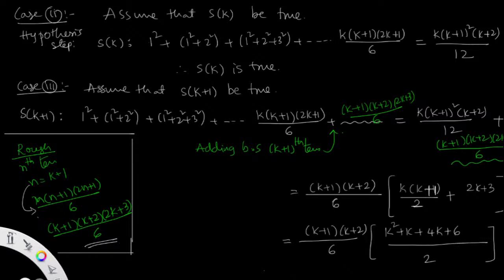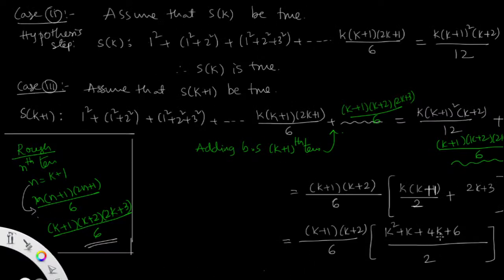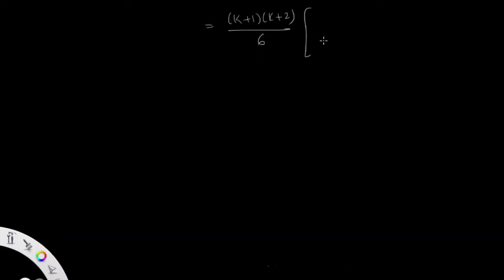Now simplify. Just multiply here: 2k, 2 to the 4, 4k plus 6. That is k square plus k plus 2, 4k plus 6. Now simplify. k plus 1 into k plus 2 by 6, into whatever the value we have, k square plus 5k plus 6 by 2. k square plus 5k plus 6 divided by 2.